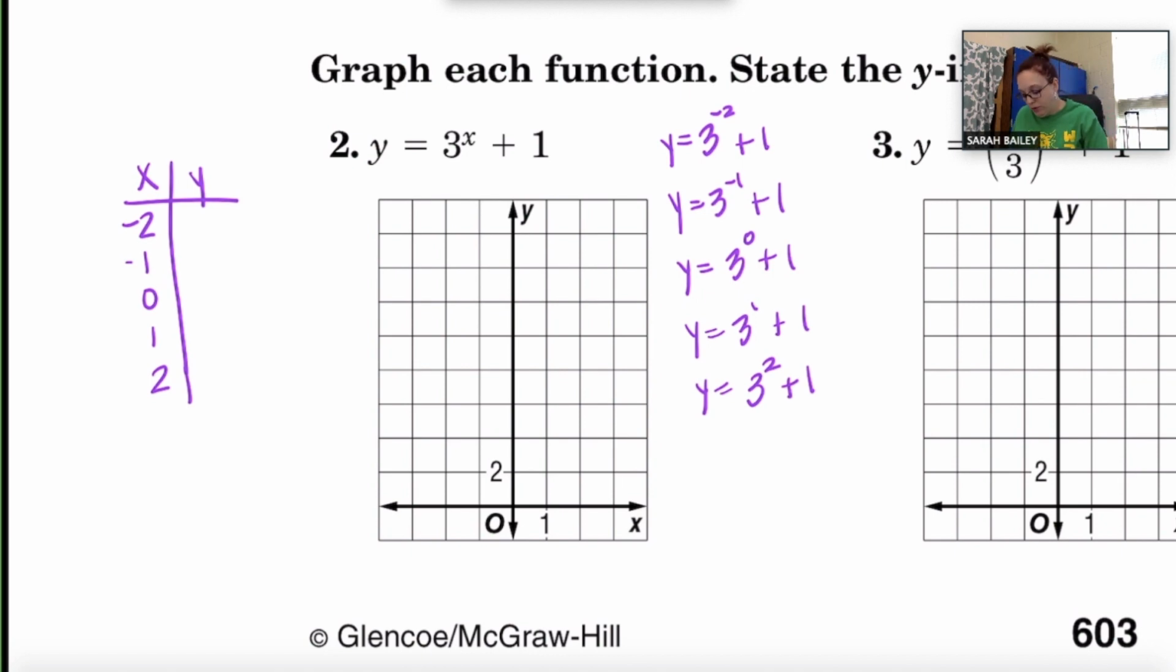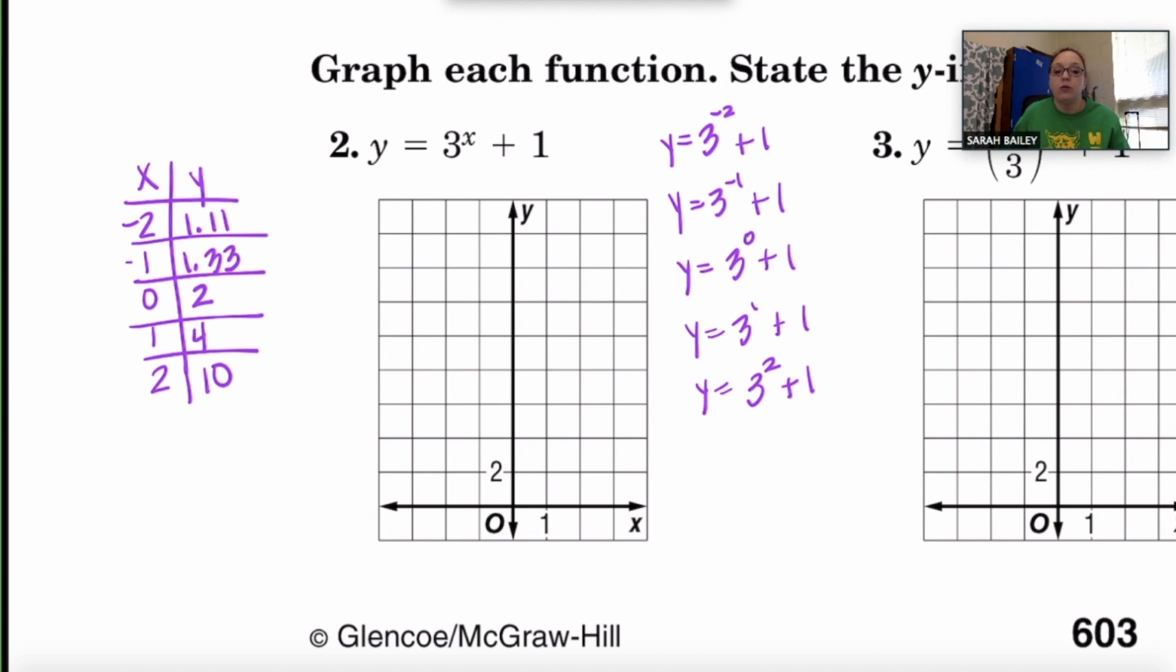Okay, so I'm going to type 3 to the negative 2 power plus 1, and I get 1.1 repeating, so I'm just going to round it off. Now I'm going to do 3 to the negative 1 power plus 1, and that's 1.3 repeating. 3 to the 0 power is 1. 1 plus 1 is 2. 3 to the first power is 3. 3 plus 1 is 4. And then 3 squared is 9. 9 plus 1 is 10.